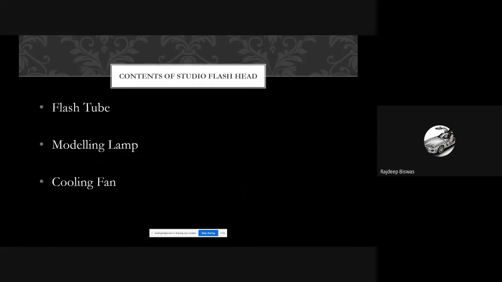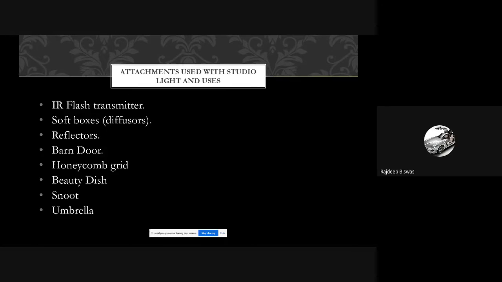Okay, these are the different components of a studio flash head. One is the flash tube, the round one, which is actually your light, which flashes. The modeling lamp, which actually is used to show the effect the light is going to give you. And last but not the least, and very important, the cooling fan, because with continuous use, heat is generated and a cooling fan is required to dissipate the heat.